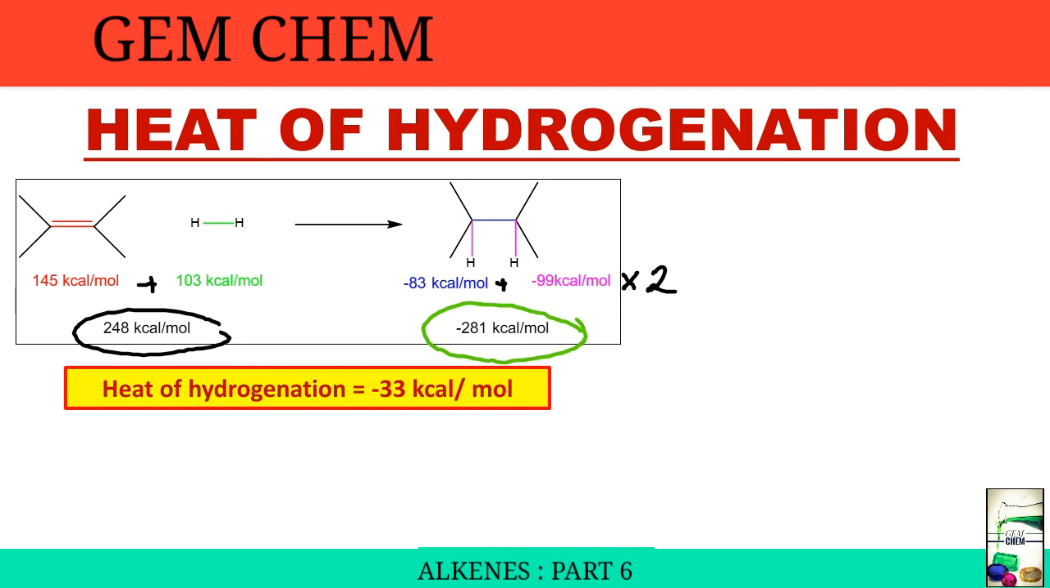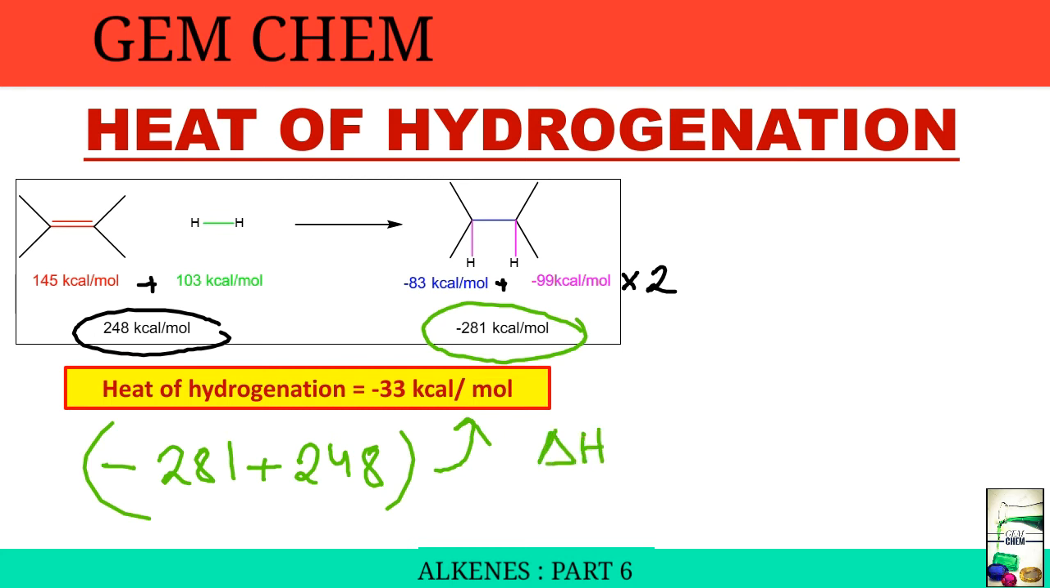And what we do is basically add the values: final plus initial. So we get our heat of hydrogenation, which is given by delta H as minus 33 kilocalorie per mole. Now this delta H is known as the heat of hydrogenation, and often only the magnitude is supplied. Obviously for hydrogenation, we have to have some energy profile diagram.